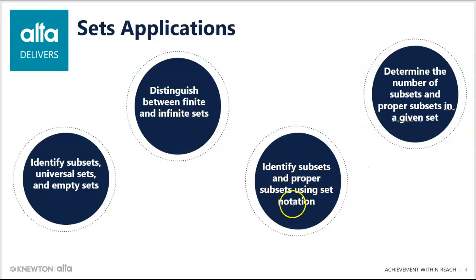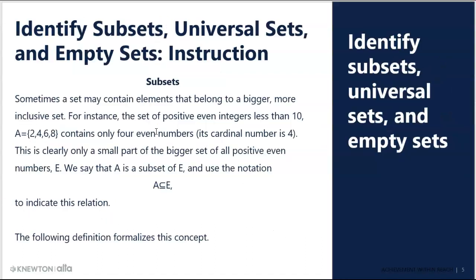We're going to identify subsets and proper subsets. There's a slight difference between a subset and a proper subset, and we're going to use the right notation for that. So there's some more symbols and vocabulary to know. And then we're going to determine the number of subsets and proper subsets in a set we're given. How many possible different subsets or proper subsets can you make? So let's get started on the first part of the content.